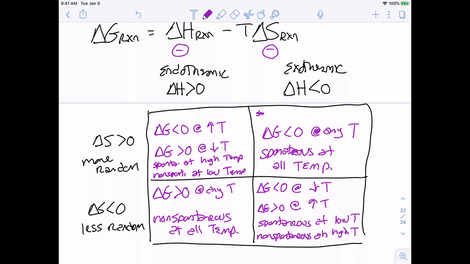So basically enthalpy and entropy are both important, right? You could have something that was favored based on its enthalpy but disfavored based on its entropy, and then depending on my temperature, it could go one way or the other.